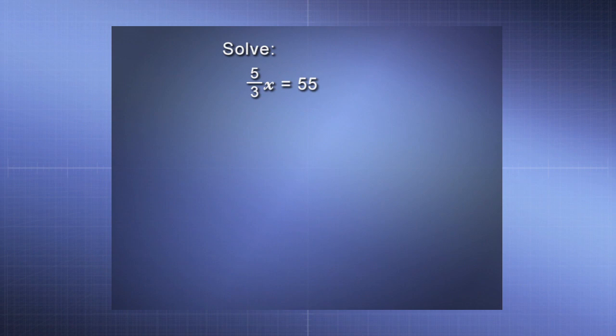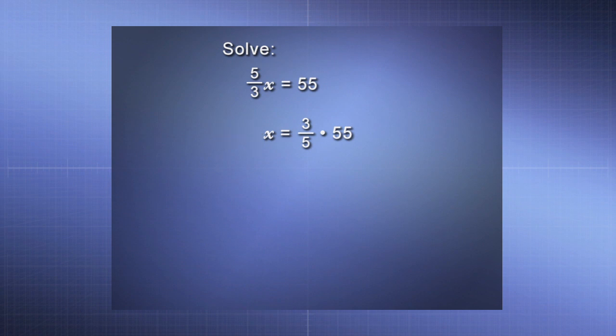Well, before we start doing any simplification, we're going to have 3/5 times 5/3 times x equals 3/5 times 55. Remember, if you're going to multiply the left-hand side by 3/5, you must multiply the right-hand side by 3/5 as well. Now, what happens if you simplify? Well, the 3/5 times the 5/3, they're just going to cancel each other. And the left-hand side then will just be 1x, which I'll just write as x.